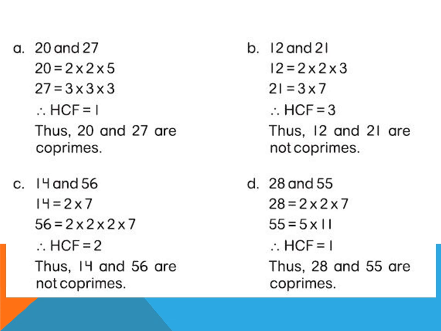Let us discuss question number B, 12 and 21. When we prime factorize 12 and 21, for 12 we get 2 into 2 into 3 and for 21 we get 3 into 7. Now there is a common factor 3, so the HCF is 3. Since 3 can divide both 12 and 21, they have 3 as a common factor other than 1. Thus, 12 and 21 are not coprimes. In the same way, note down the correct answers. If you have any doubt, please contact me.